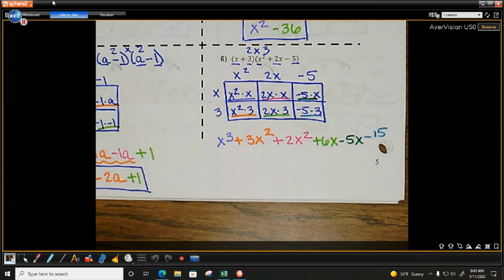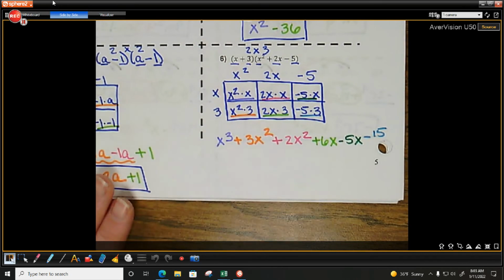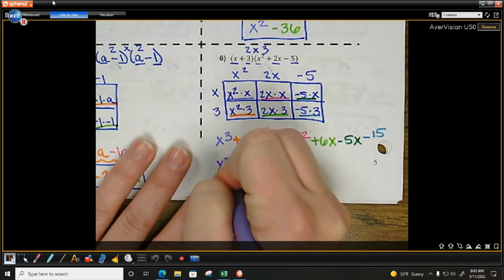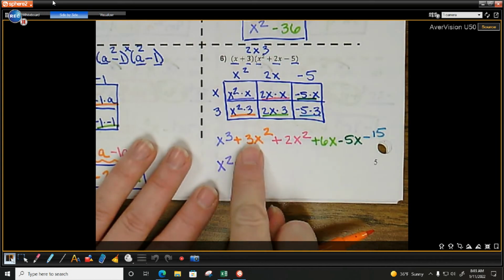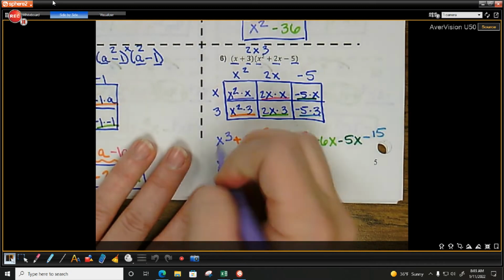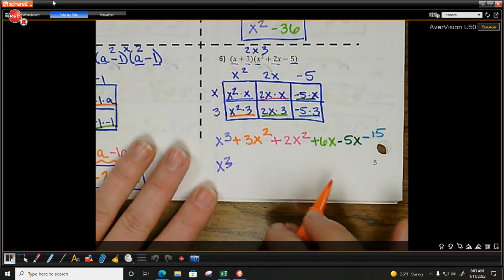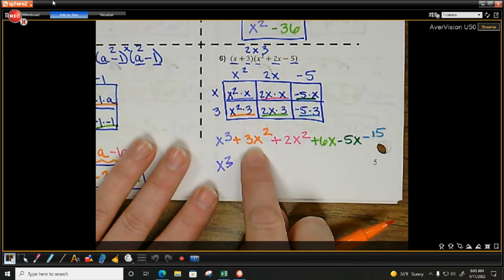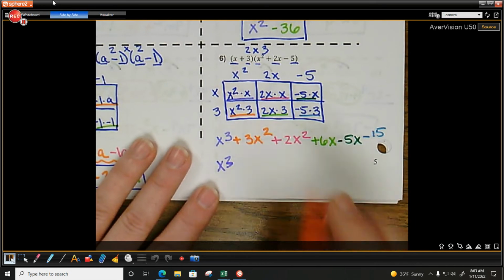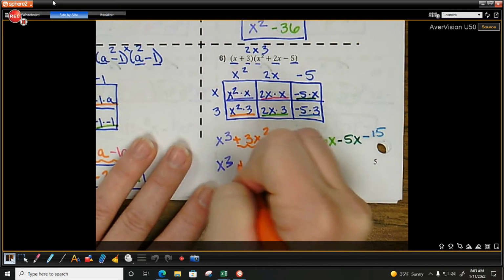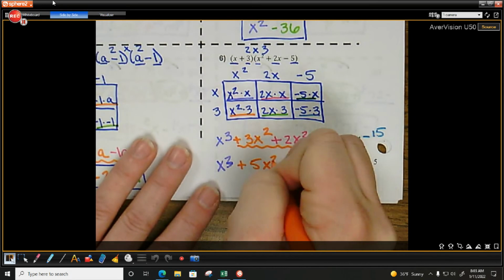Do I have a like term with my x cubed? Nope, drop it down. Do I have a like term with my x squared? Yes. Do I have a like term with my 3x squared? Very good. So what's 3 plus 2? So plus 5x squared. Remember, when you add and subtract, exponents don't change.